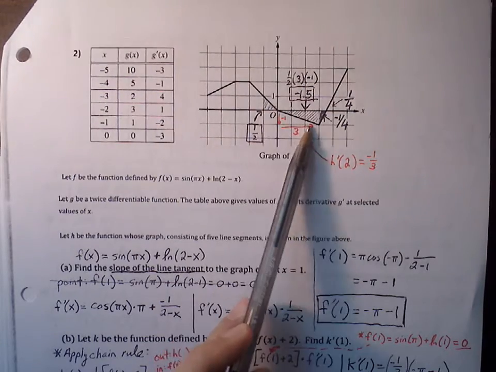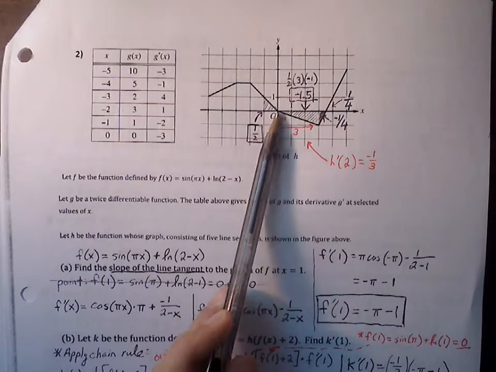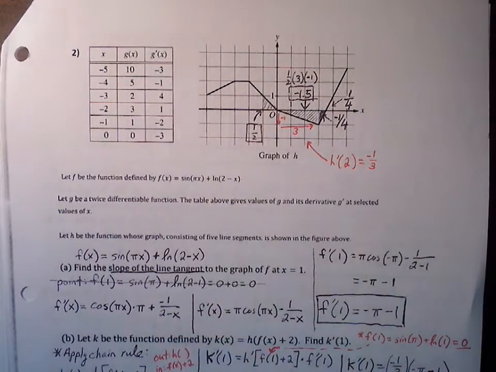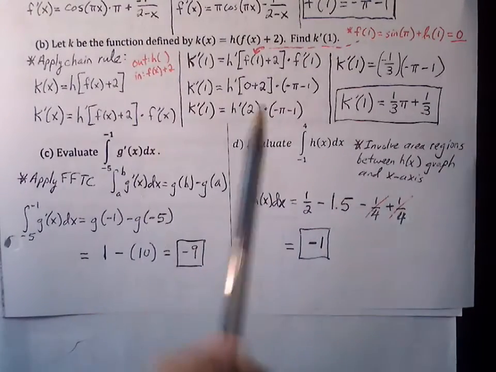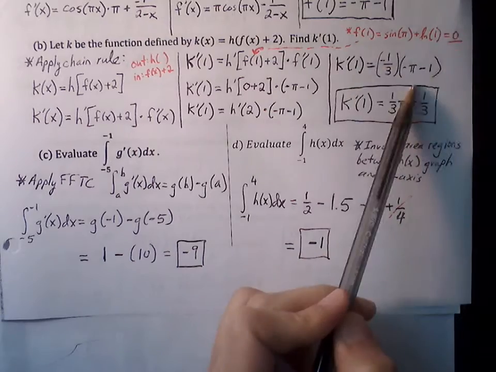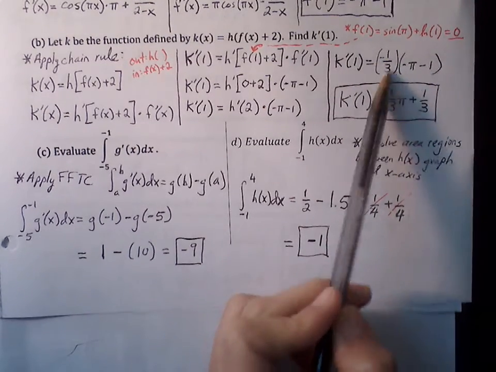So if I just pick 2 points on this line and just do slope, rise over run, down 1 over 3, so my slope is negative 1/3. H prime of 2 is negative 1/3 times negative pi minus 1. I can leave my answer in this form, or I can distribute through. Either way is fine.